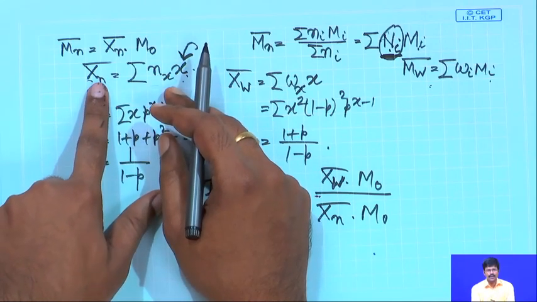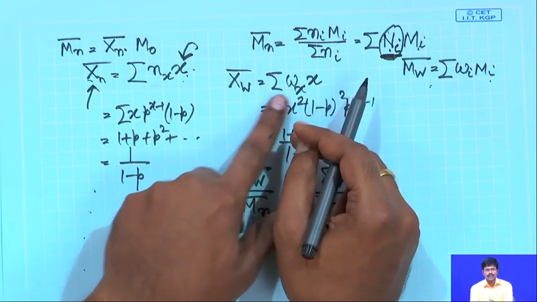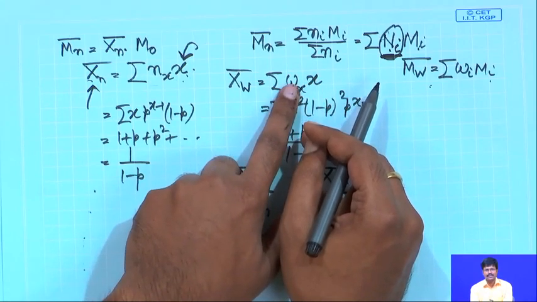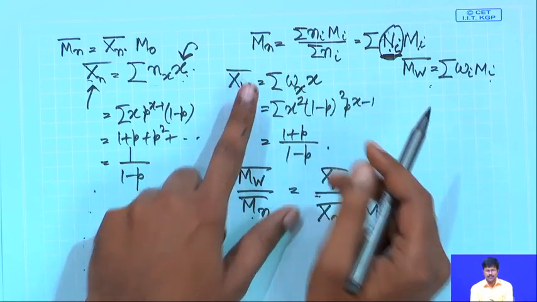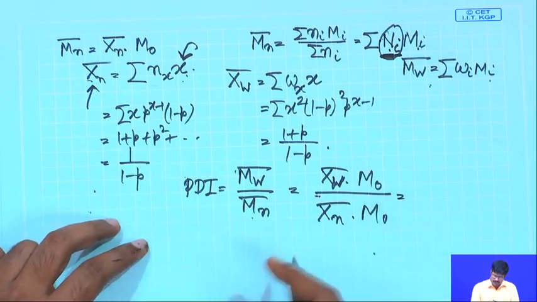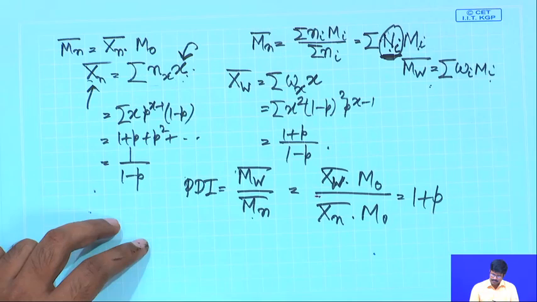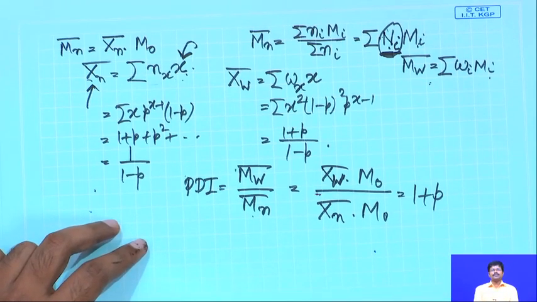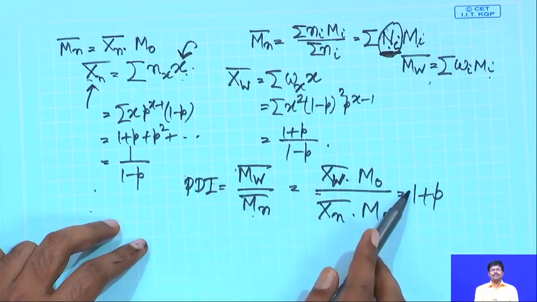When you are going for the number average degree of polymerization, you weigh x, that is the degree of polymerization, with the corresponding weight fraction when you are going for the weight average degree of polymerization. So, if you put those values here, ultimately what will you get? You will get 1 plus p. P is the extent of conversion. Surprise, PDI is nowhere near 1.